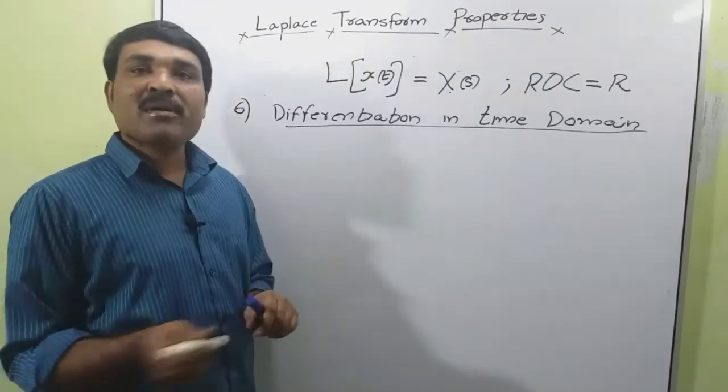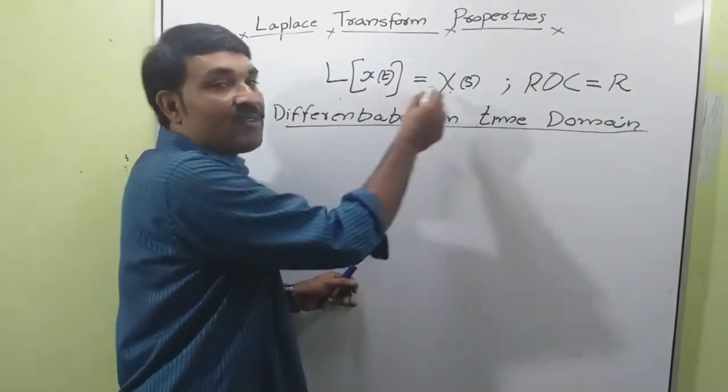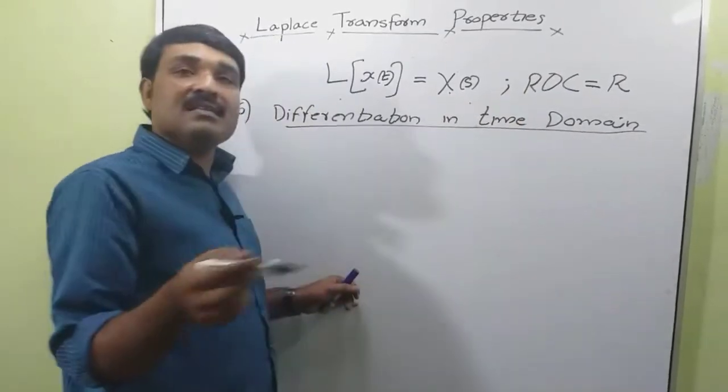Okay. Next property is differentiation in the time domain. Suppose the Laplace transform of x(t) is X(s) and ROC is R.